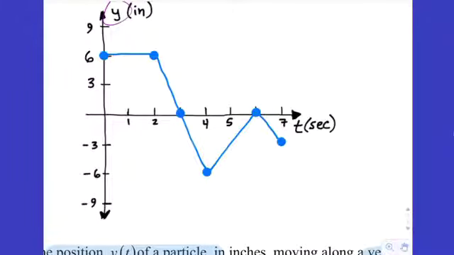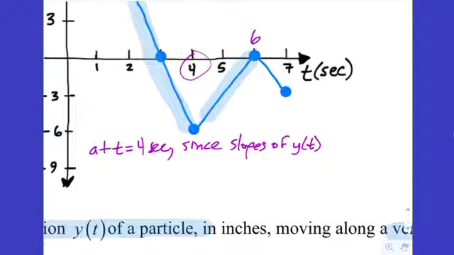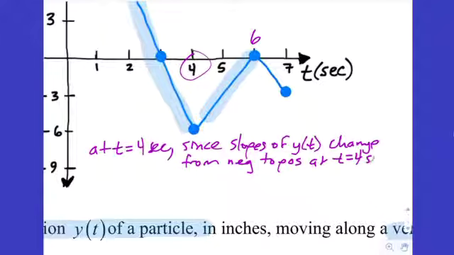Okay, so is that going to include when it goes from 0 to negative? No, because it's not even moving there. So here this goes from a negative slope to a positive slope. So that's going to occur at what? t equals 4, and then at t equals 6. So you could say at t equals 4 seconds, since the slopes of y of t change from what to what? Negative to positive. At t equals 4, you say it again, seconds.